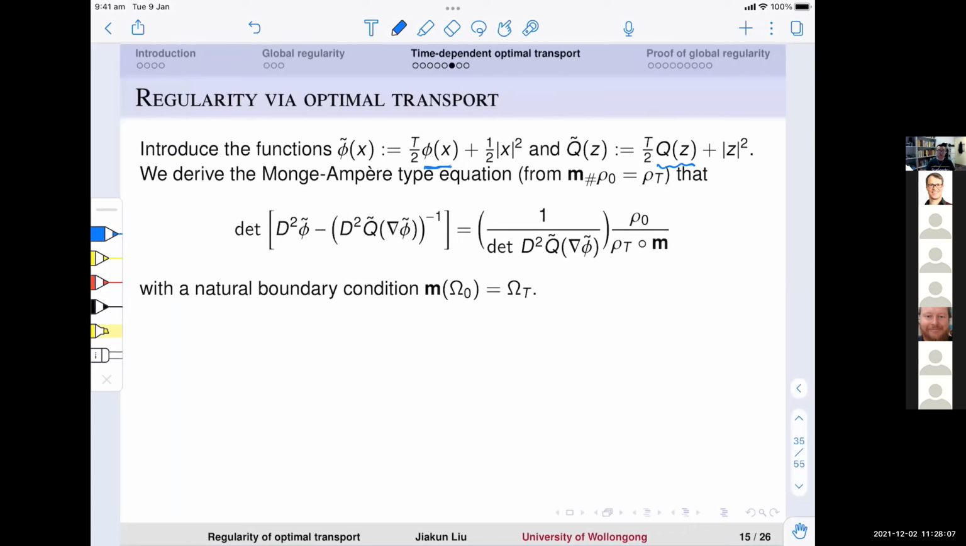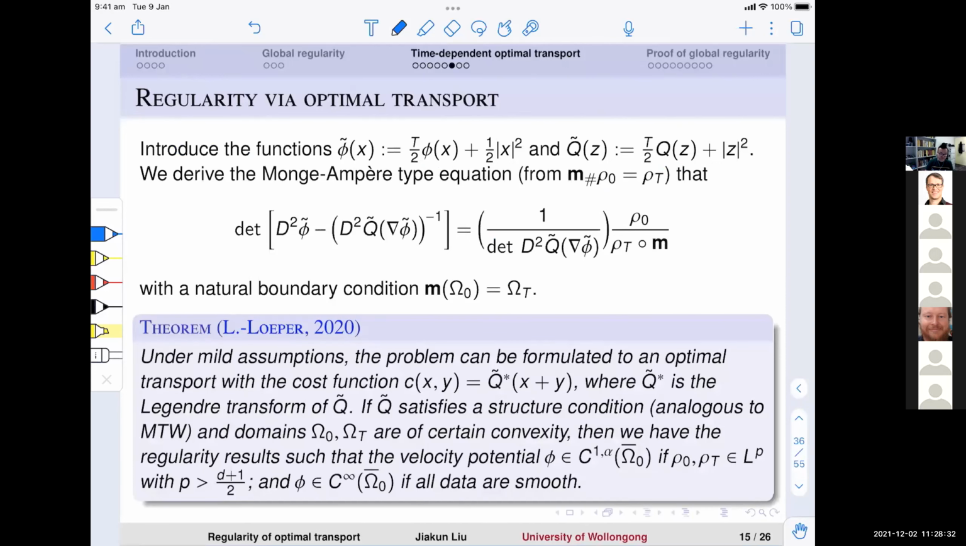By doing such a modification, by observation, this mapping M actually pushes forward the initial density rho 0 to the terminal density rho T. Then very naturally, we have a Monge-Ampere equation. So the Monge-Ampere equation comes, and that gives us some kind of hope. It's related to optimal transport as well. Then how can we discover the cost function? That addresses the question of Daniel.